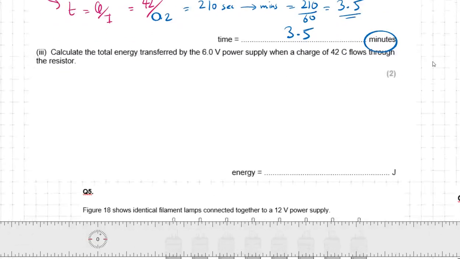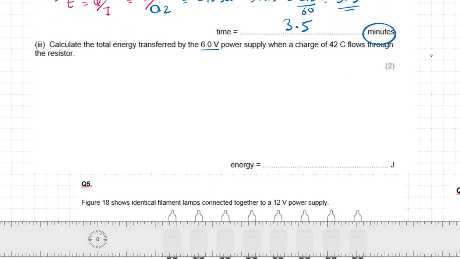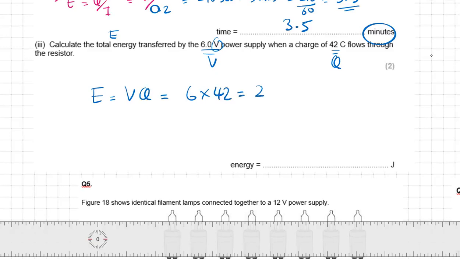Right? Let's move on. Now we have this here, and we have charge. We've got voltage, V. We've got charge, Q. We are looking for E. Which equation has these 3 together? E is equal to VQ, so multiply them together, and we get an answer in joules. And this is your 2 marks. As you can see how easily it is to get these marks here.